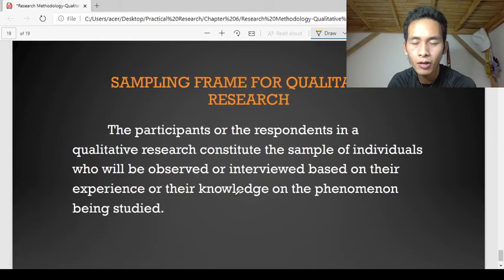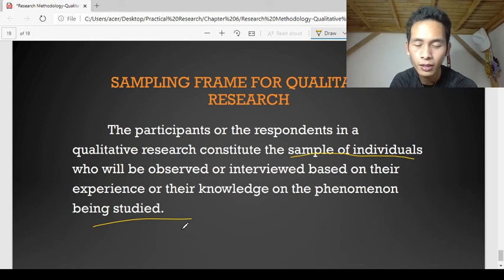Now, sampling frame. How to conduct sampling frame for qualitative research? Is sampling frame applicable in qualitative research? Now, in sampling, the participants or the respondents in a qualitative research constitute the sample of individuals who will be observed or interviewed based on their experience or their knowledge of the phenomenon being studied. As I mentioned earlier, in qualitative research, the number of participants or respondents is not strict or emphasized, unlike quantitative research.